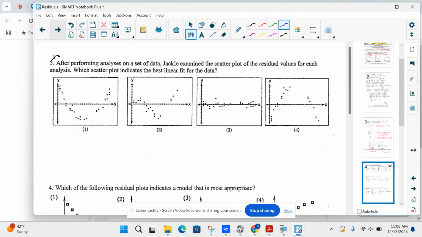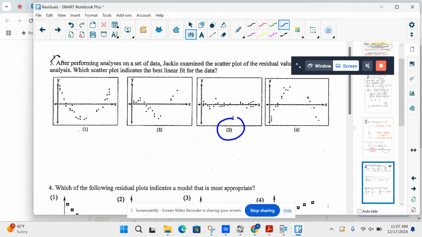But anyways. Number 3, after performing an analysis on a set of data, Jackie examined the scatter plot of the residual values. Which scatter plot indicates the best linear fit for the data? Which one has the best linear fit? Raylan? Yes. It's the one without a pattern.